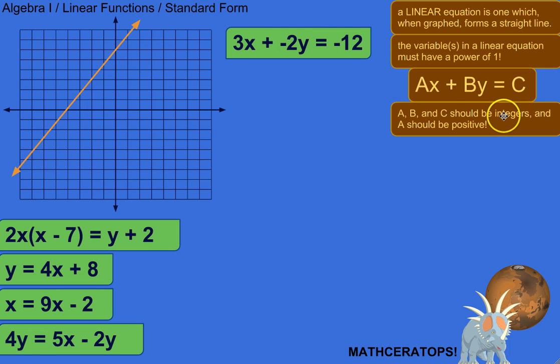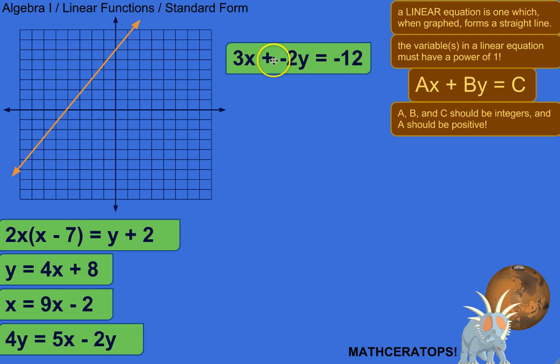Integers are numbers like 2, 3, 8, 10, 12, -5, 0. The whole numbers, and then the opposites of those, the negatives, and 0. So they need to be integers, not fractions or decimals. And a should be positive, which just makes things nicer. So this is the general form. Here's an example: 3x plus -2y equals -12. So a is 3, b is -2, and c is -12.